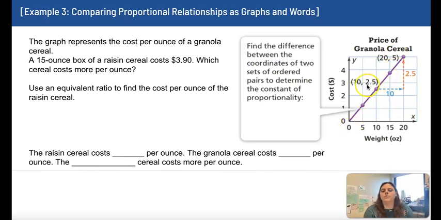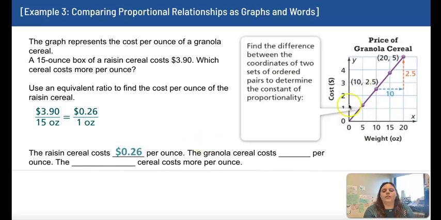When we go from 10, 2.5 to 20, 5, we're going 10 ounces up and $2.50 up. In order to find the constant of proportionality, we're going to be dividing those. Before we do that, let's take a look at the cost per ounce of the raisin cereal. Because it's cost per ounce, we're going to take the total cost divided by the total ounces. We end up getting, using a calculator, 0.26 over 1 ounce. So we just divide by 15.